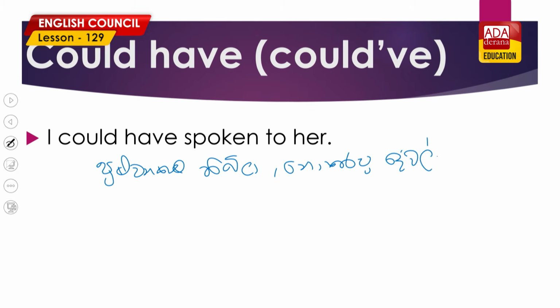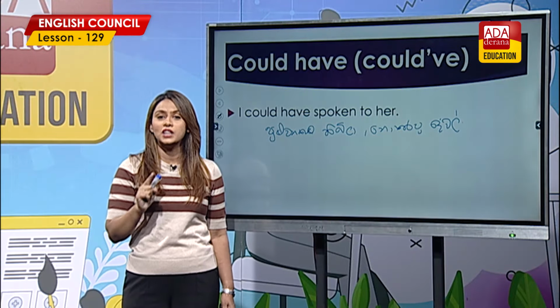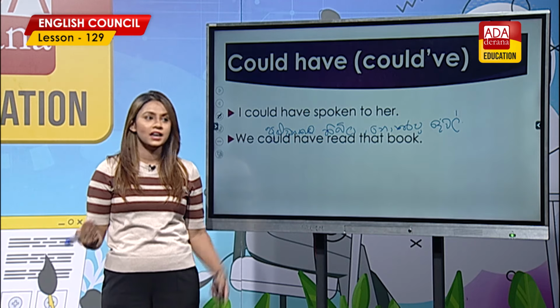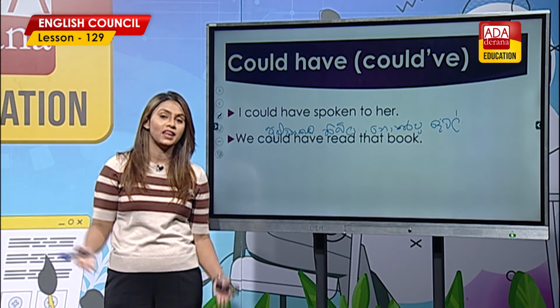And we are regretting. We are regretting now. Because we didn't do it. So you use could have in that. I could have done that. You could have done that. They could have done that.